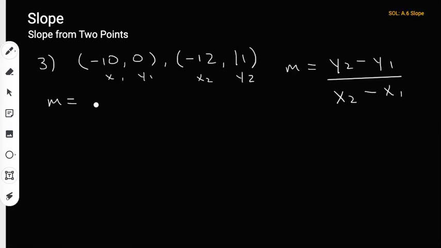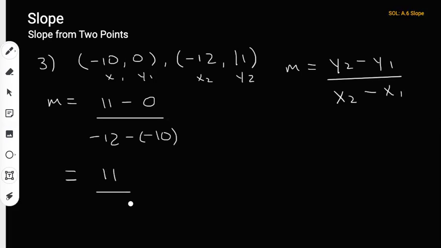So then y2 is going to be 11. y1 is going to be 0. So I have 11 minus 0 on top. On the bottom, I'm going to have negative 12 minus negative 10. That's going to give me a double negative. That's the same thing as a positive. On the top of the fraction, I have 11 minus 0. That's going to give me 11. And in the denominator, I'm going to have negative 12 plus 10. That's going to give me a negative 2.